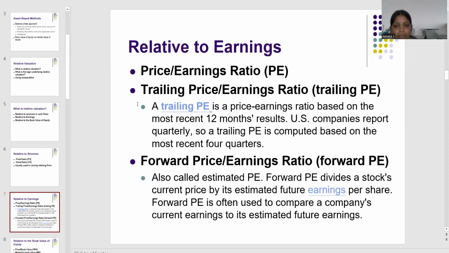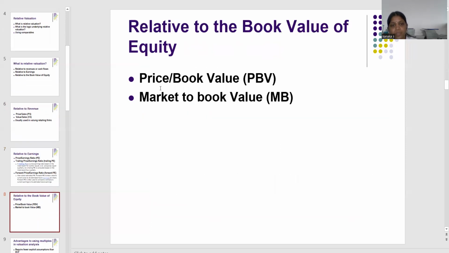So trailing PE is computed based on the most recent four quarters. Forward price to earnings ratio, also called the estimated PE. The forward PE divides the stock's current price by the estimated future earnings per share. Forward PE is often used to compare a company's current earnings to its estimated future earnings.